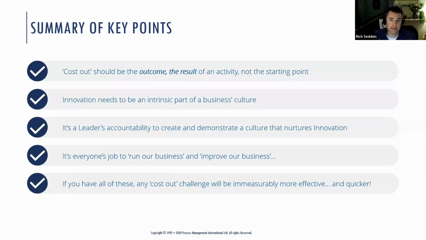Innovation needs to be an intrinsic part of a business's culture. It's a leader's accountability to create and demonstrate a culture that nurtures that innovation. And it needs to be everyone's job to both run our business, you all responded to that in the poll earlier on, and improve our business. And if you have all of these and the things that I've talked about in this webinar, the cost out challenge will be immeasurably more effective and quicker. Okay, and that is me for now.